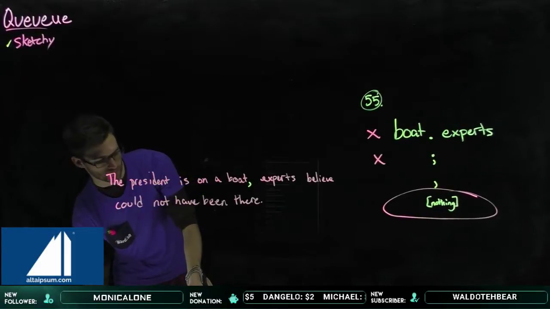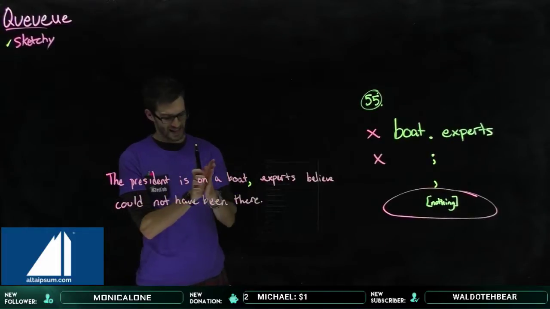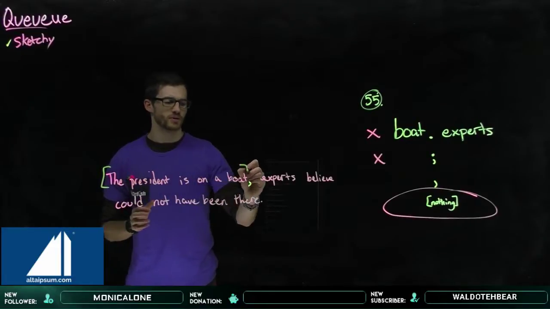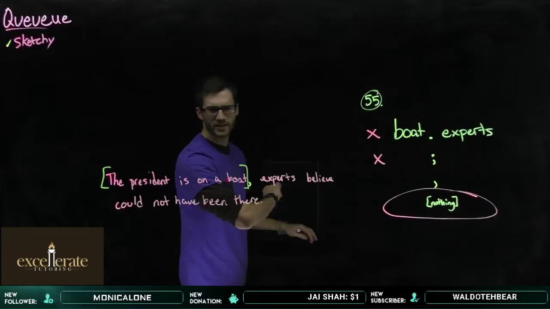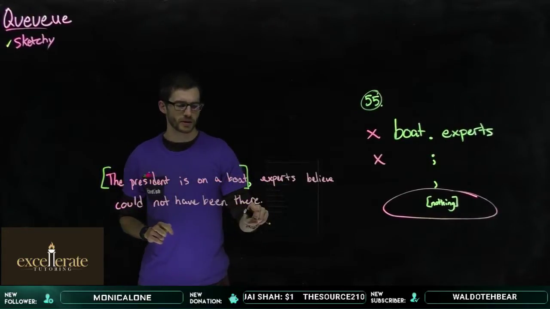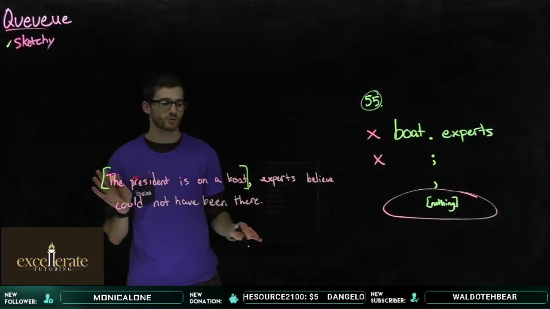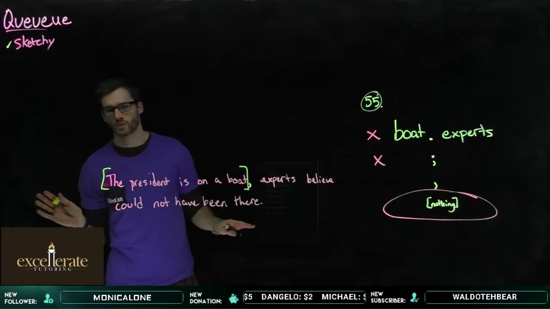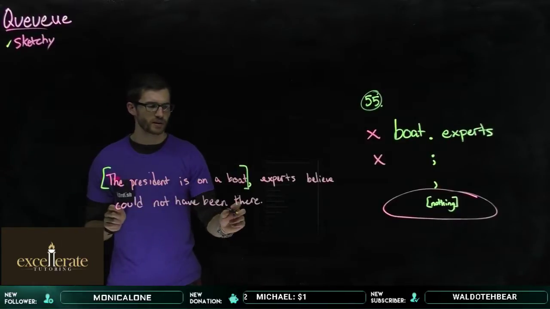Now, if we have this as our independent clause here, right? The president is on a boat. And then we have a comma. If we're going to have a comma there like there is in, I think D is the answer choice, then this next part is going to be a non-essential. It's not allowed to be an independent clause because then we would have a comma splice separating two independent clauses, not one of the ways we're allowed to separate them. So experts now believe could not have been there.